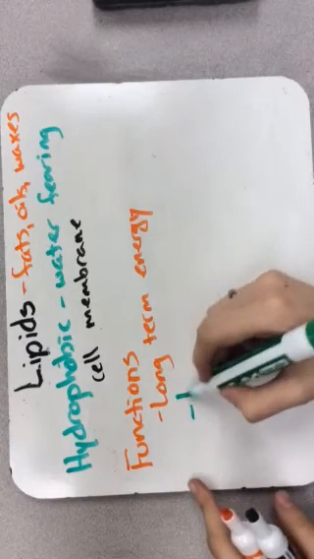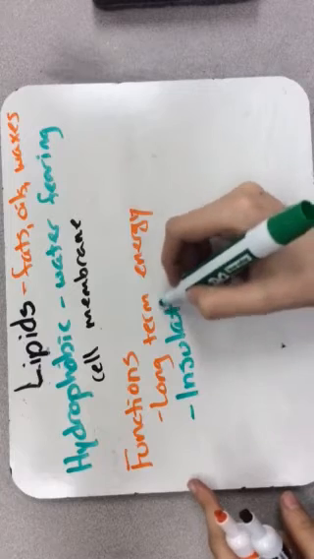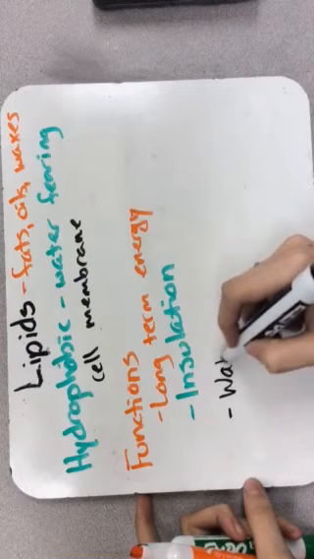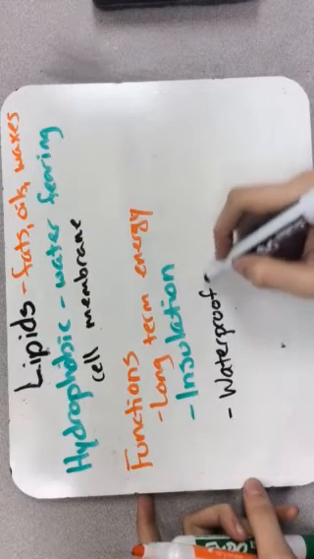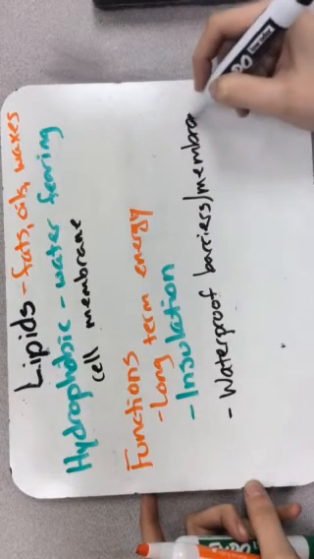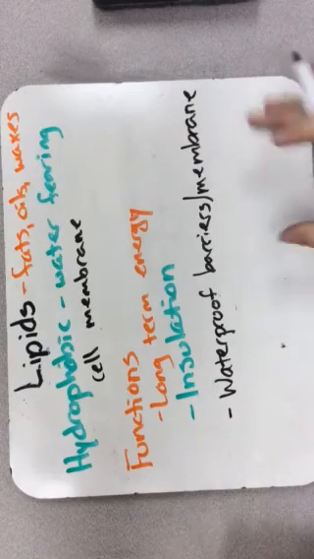We also talked about a function being insulation. Somebody who has more lipids as part of their body is going to stay warmer more easily than others who are a lot thinner. Remember, animals that have a lot of fat or blubber have a lot of insulation. That's a lot of lipids as part of their body. And finally, we have waterproof barriers or membranes. So this is what we'll talk about when we get into the cell membrane and start talking about that.